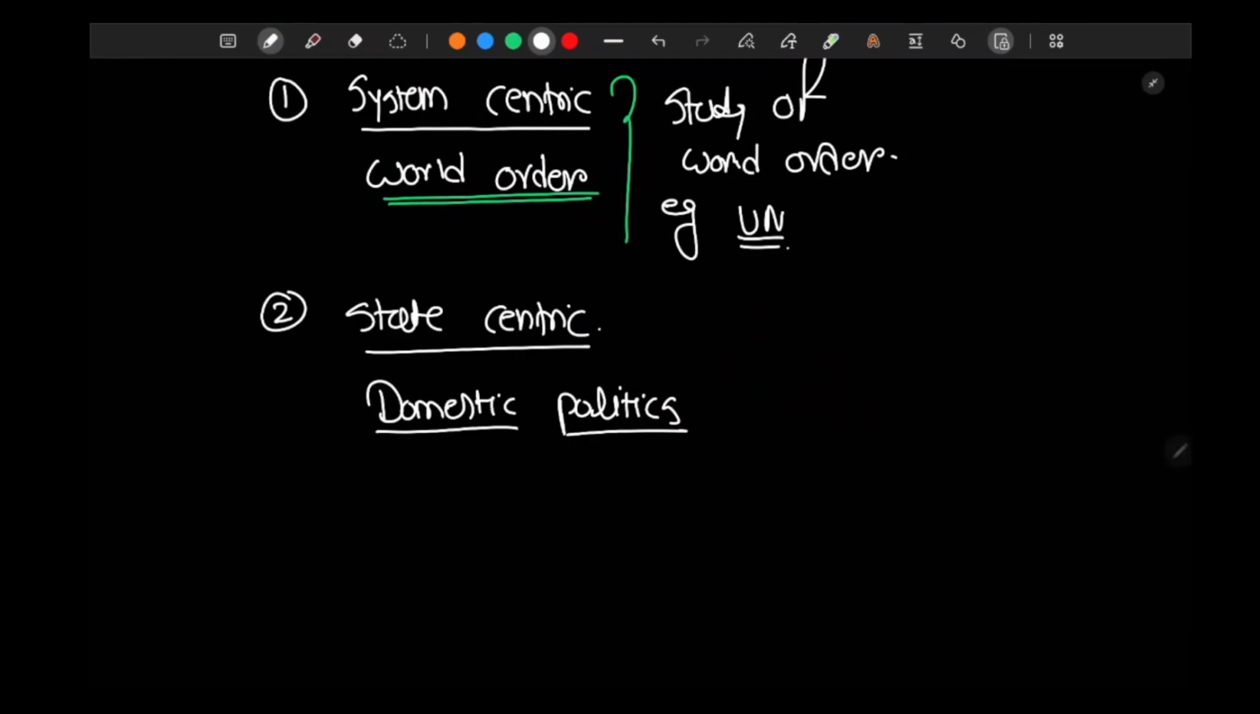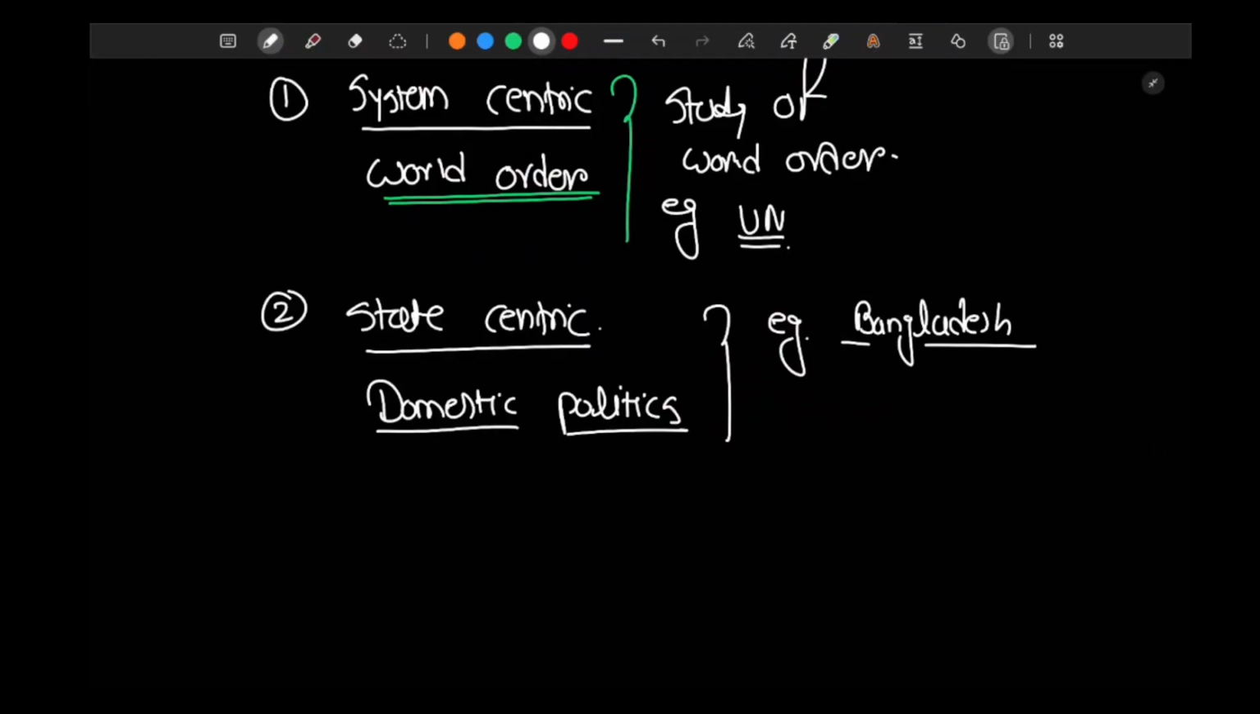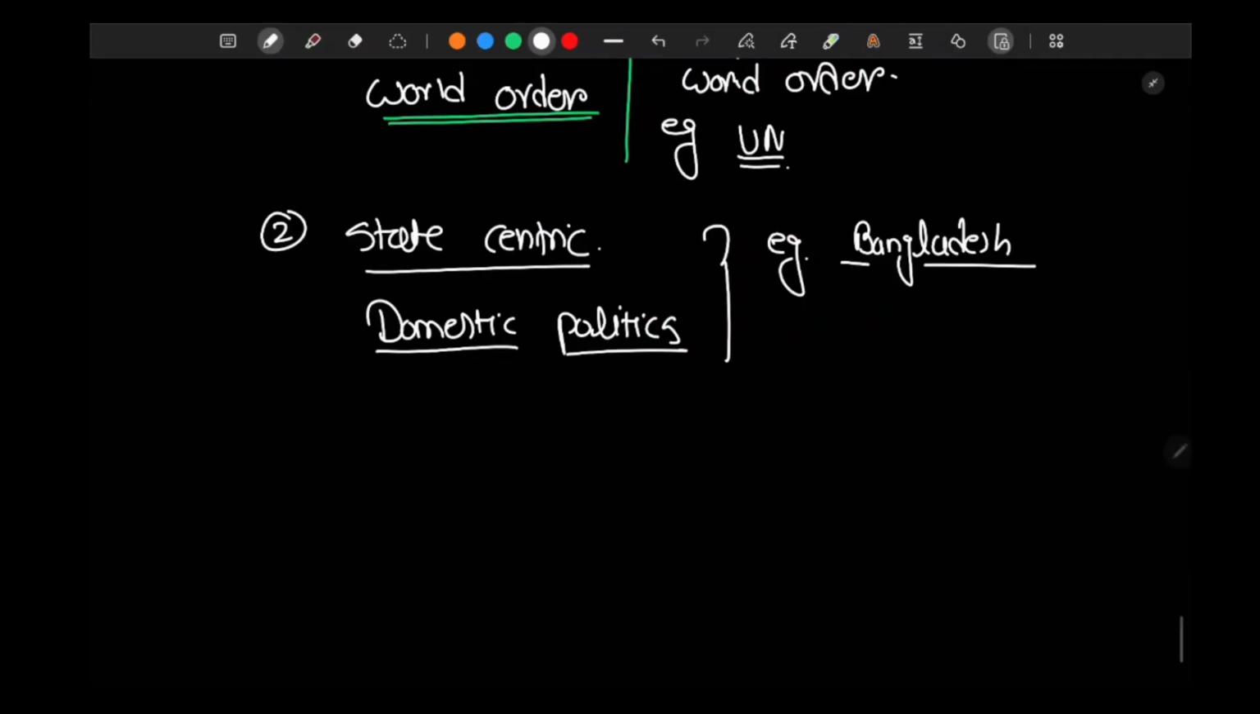In the state-centric image, you will study domestic politics of countries. Let's say I'll give you the example of Bangladesh. I will study the domestic politics of Bangladesh and make a guess as to what is going to happen with the states related to Bangladesh, how they are going to be affected by it. So we study domestic politics and then make reasonable guesses with respect to the effect that domestic politics has on the rest of the nations. State-centric view.